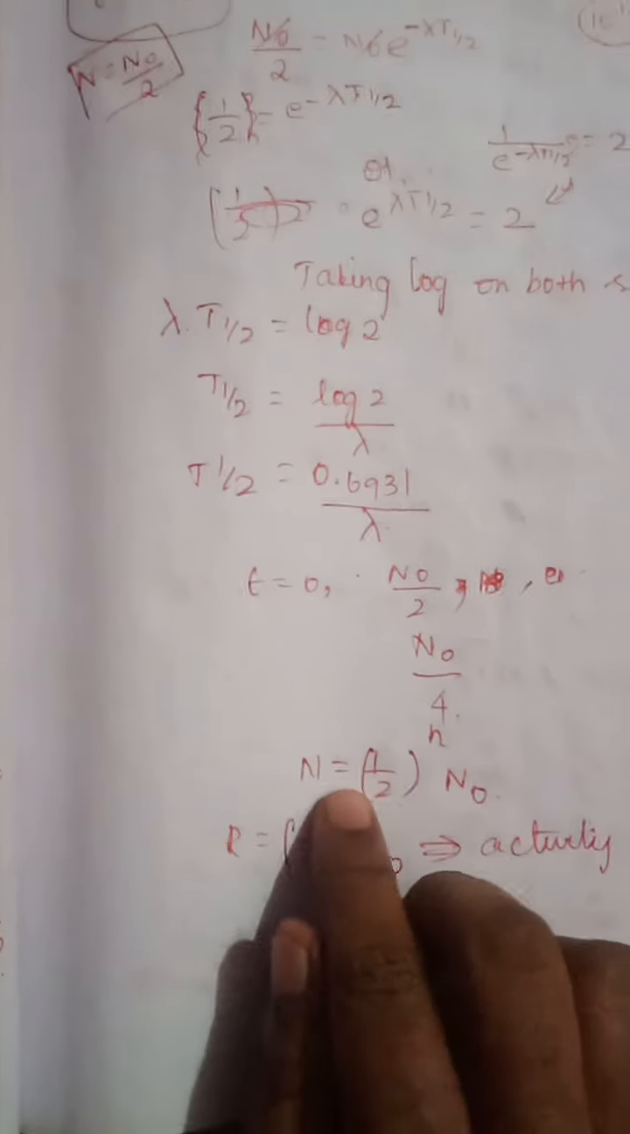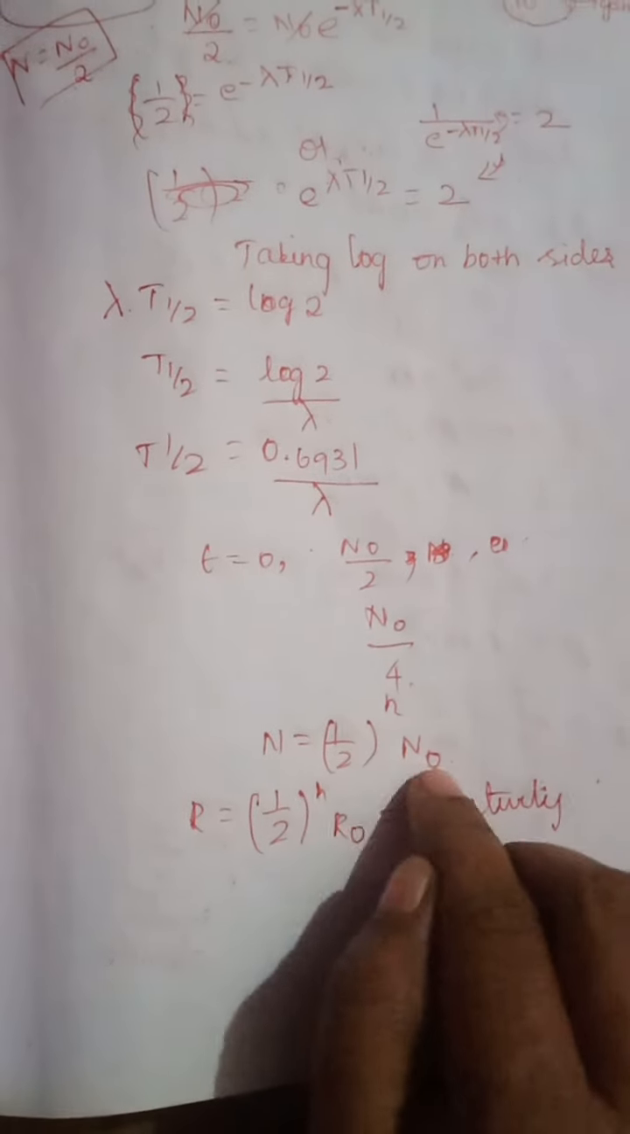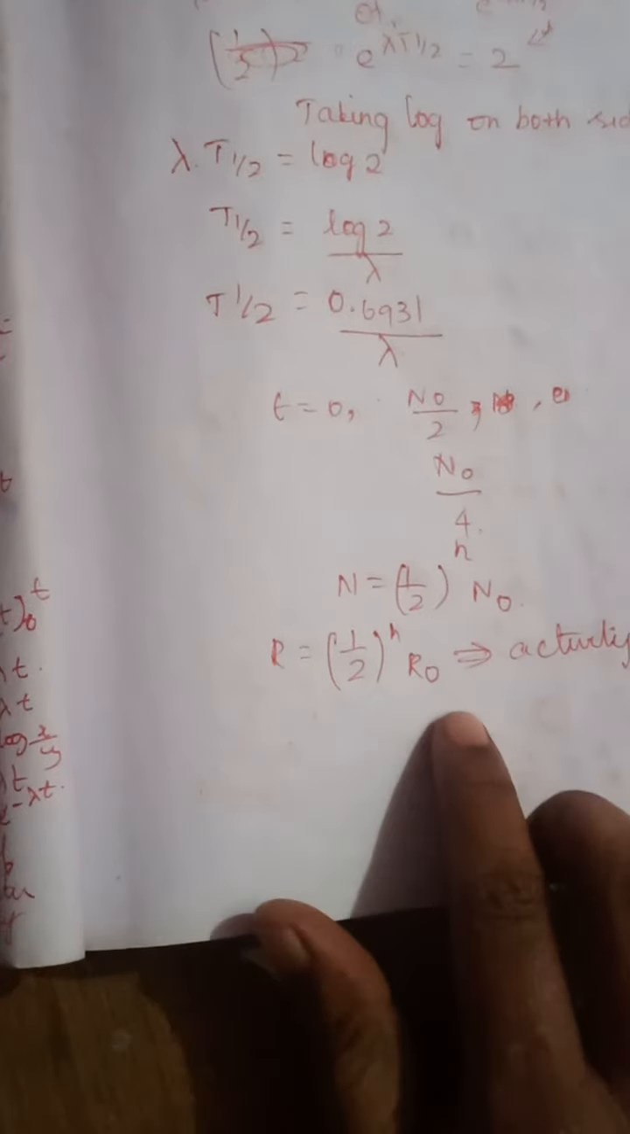So like that it will go. So N is equal to 1 by 2 N0, where N0 is nothing but the initial amount that we have before decay.